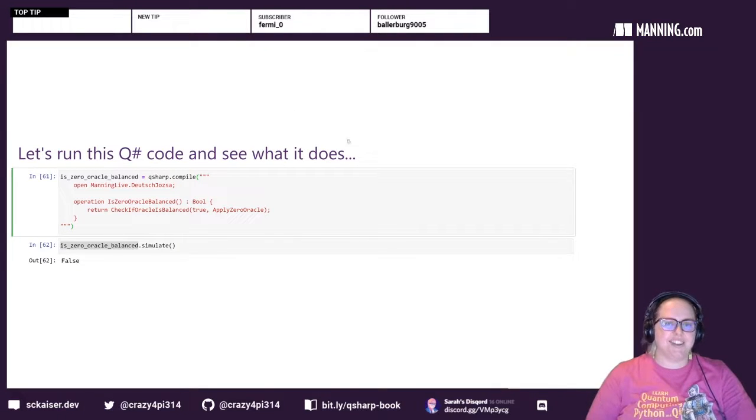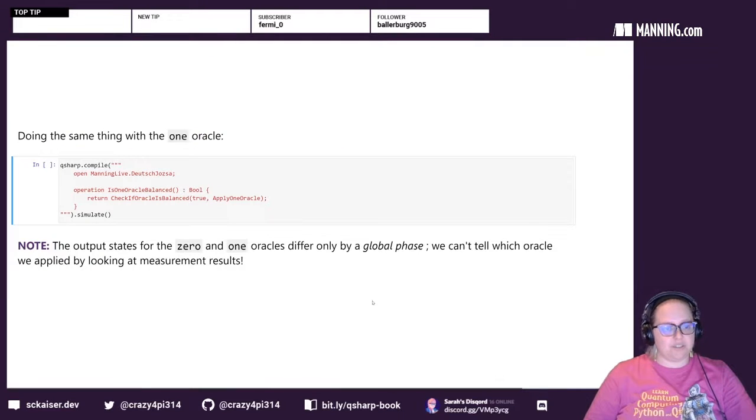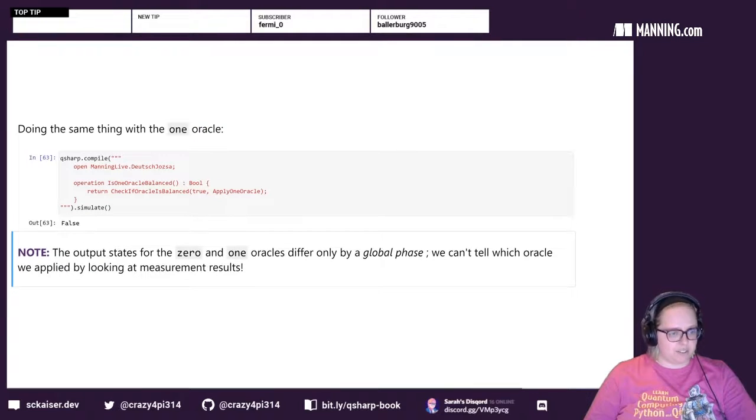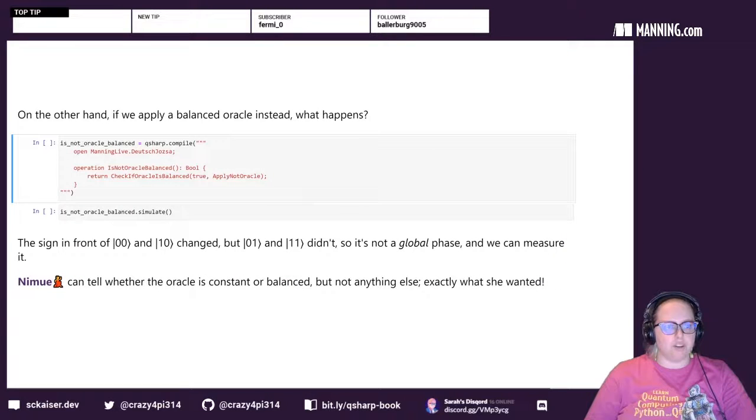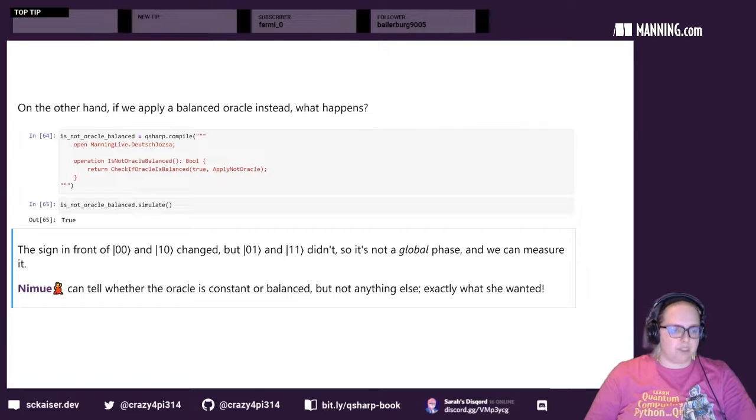So the long and short of it is, yay, the algorithm does what we expect. If we do this for the one oracle, it should do the same thing. They will both say false because they are both not balanced oracles. Now, if we run it on the not oracle, is it balanced? Surprise, surprise, it is. And that's our one query to find that out.